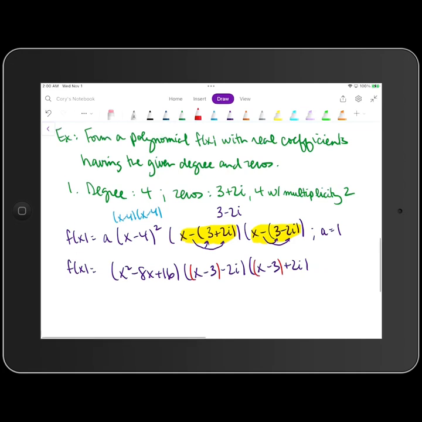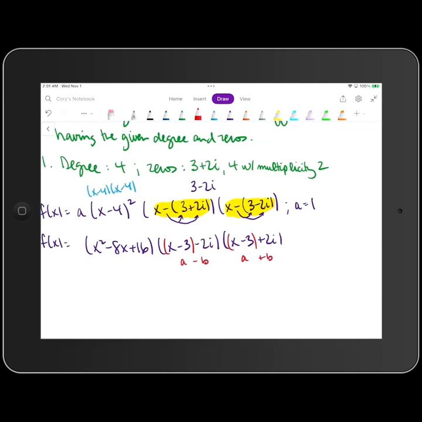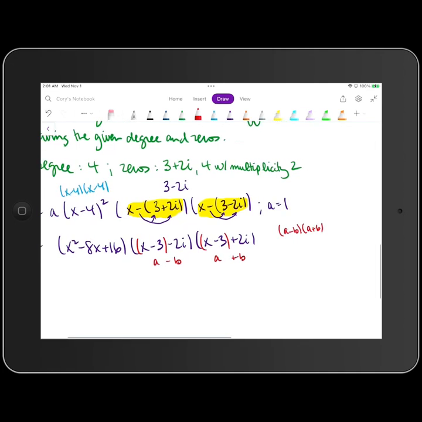And when we do that, we have something of the form a minus b times a plus b. So if we recall earlier in the school year, when we take a minus b times a plus b and multiply that out and simplify, that gives us a squared minus b squared. It gives us the difference of two squares, which means that when I multiply those two things together, that's going to become x minus 3 squared minus the quantity 2i squared.